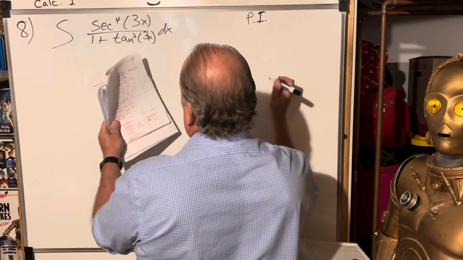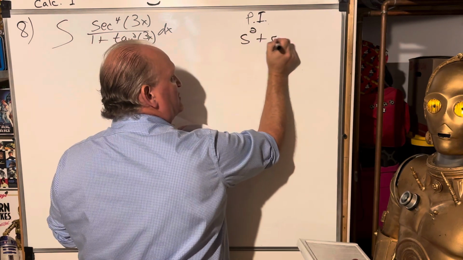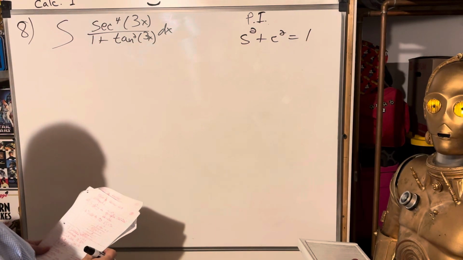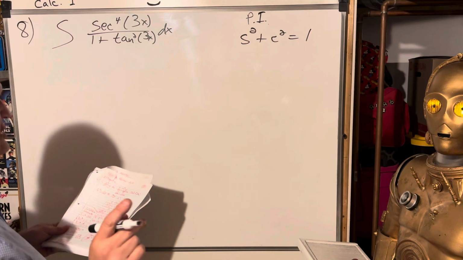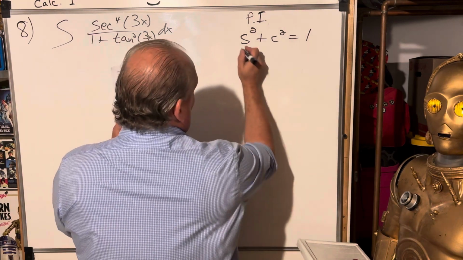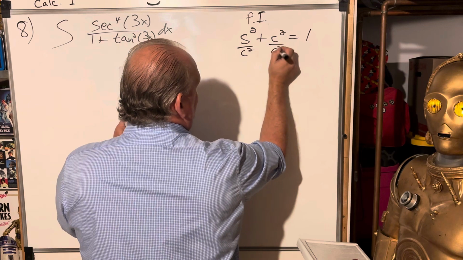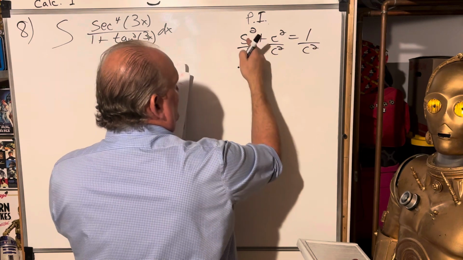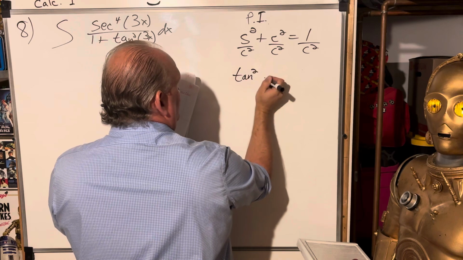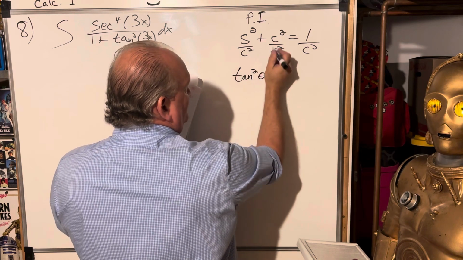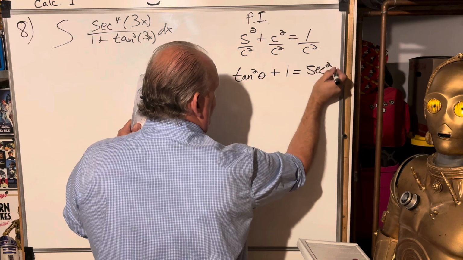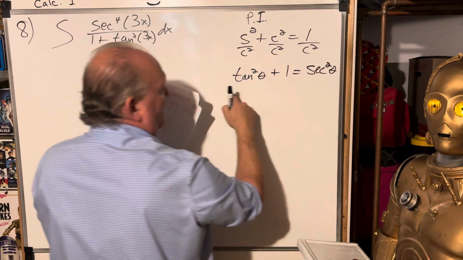So remember, sine squared plus cosine squared equals 1. But if you divide everything by cosine squared, so this by cosine squared, this by cosine squared, this by cosine squared, that sine over cosine is tangent, so that's tangent squared. And then that's 1, and then that's secant squared. Aha!